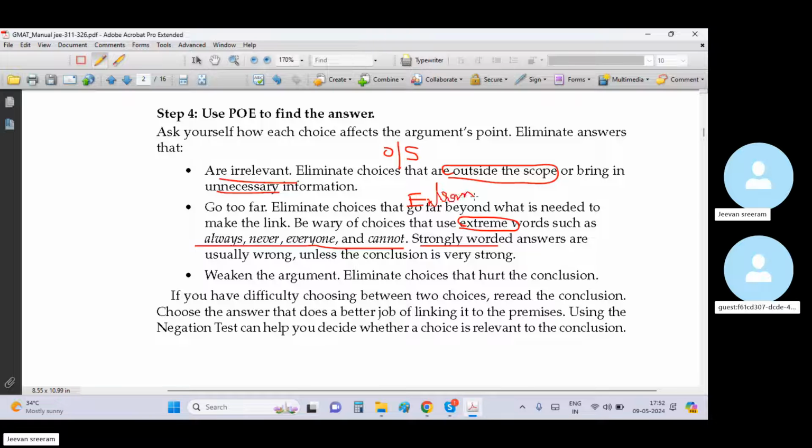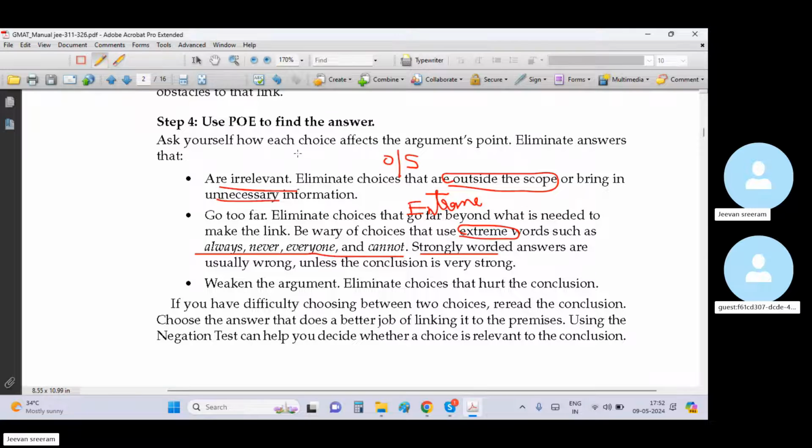The next one: the question is asking you to find out the assumption, right?